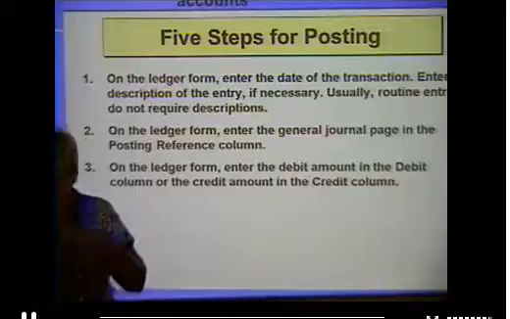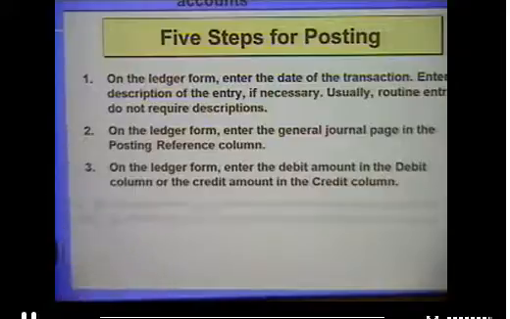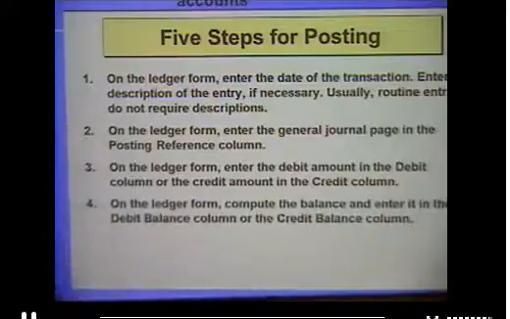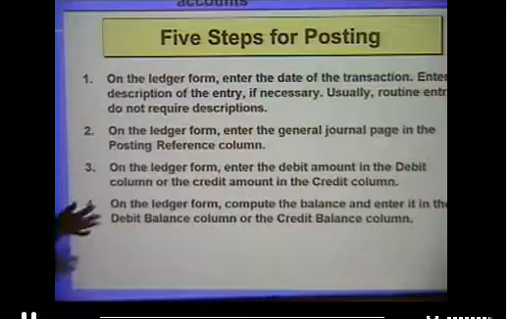Then you compute your balance by going on across. Either add it if it's a debit. If you already have a debit balance and it's another debit, then you add it to the debit balance, which is the normal balance for an asset account. Or if you had written a check and you credited it, then you would subtract it and put your balance in your debit column.